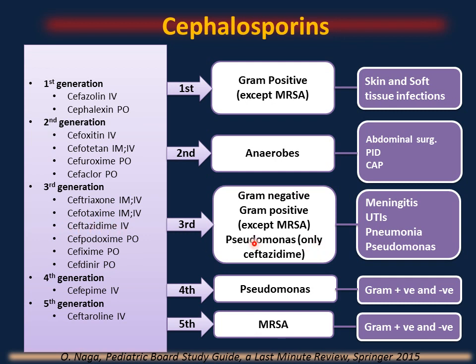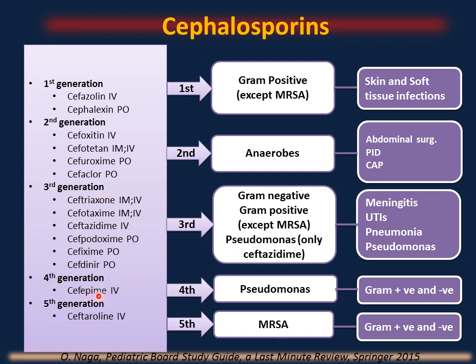Ceftazidime is the only one that covers for Pseudomonas in 3rd generation. We have oral forms of 3rd generation: cefpodoxime and cefixime, which is well known as Suprax, commonly used in cases of UTIs and also used in resistant cases of acute otitis media. Cefdinir is an oral medicine also of 3rd generation, commonly used in resistant cases of acute otitis media and pneumonia. So very important to remember, ceftazidime is the only one in 3rd generation that covers for Pseudomonas.